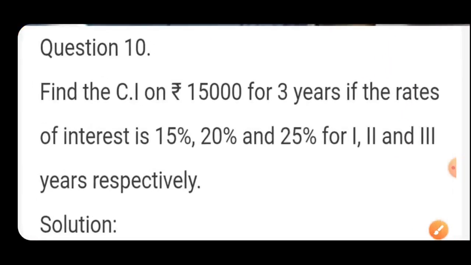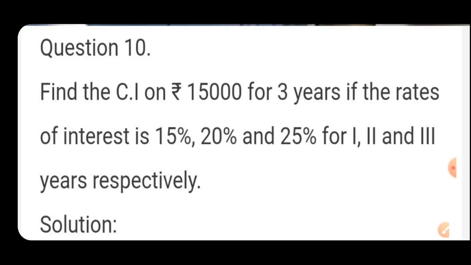Next, question number 10. Find the CI, that is compound interest, on rupees 15,000 for 3 years if the rates of interest are 15%, 20% and 25% for the first, second, third year respectively. Here, the interest rate is not common for all the years.